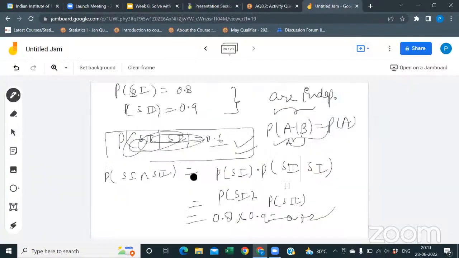Sir, in continuation to the question, it is mentioned that both the events are independent. So using this information, can we conclude that not passing in section 1 and not passing in section 2 are both independent events? Yes, you can, it will always be true.